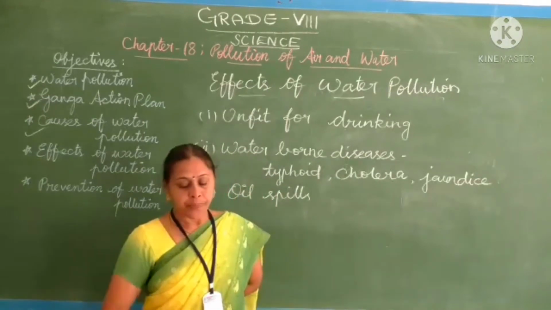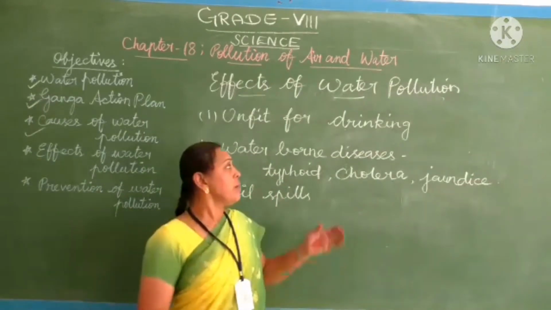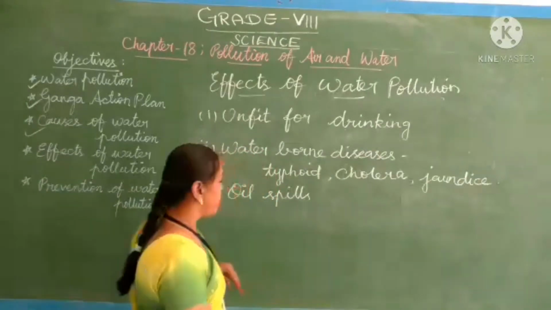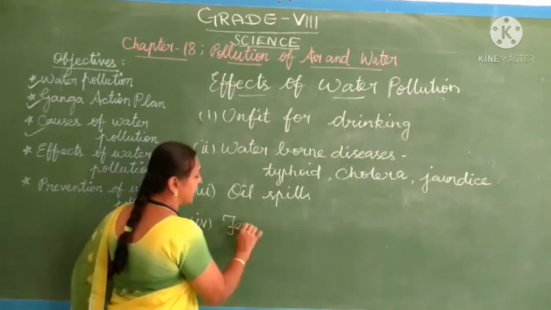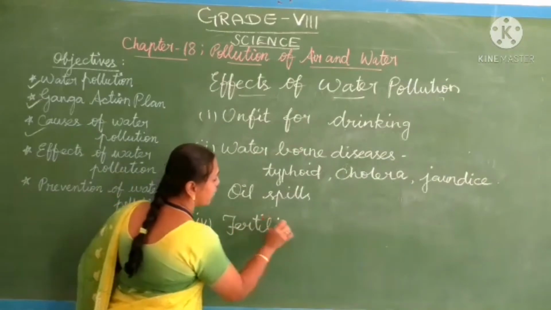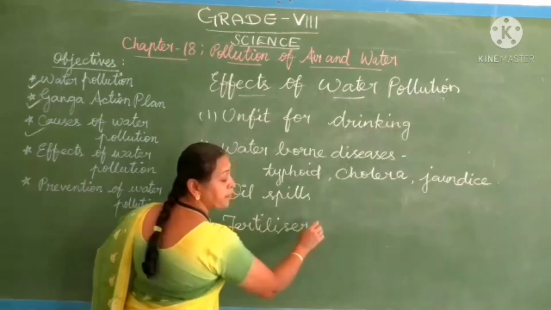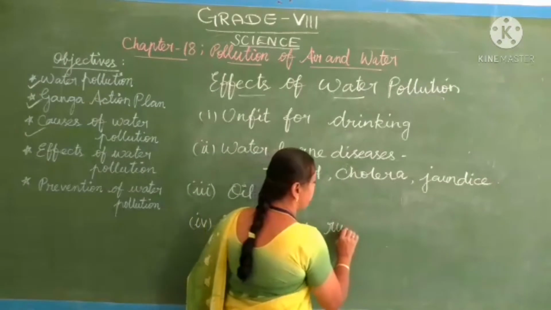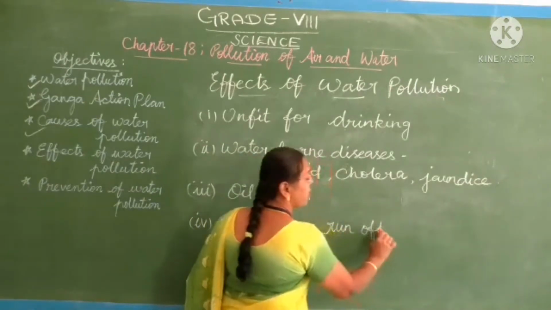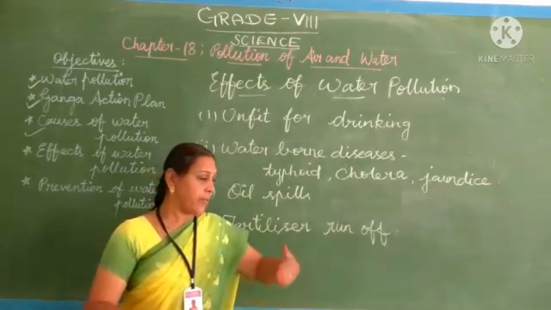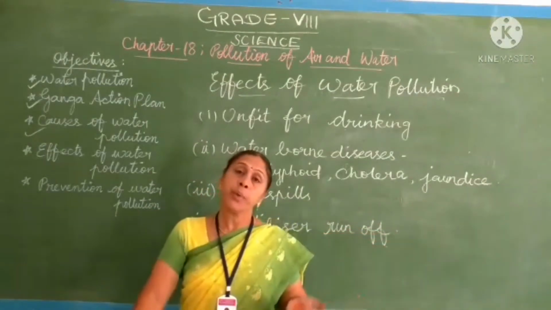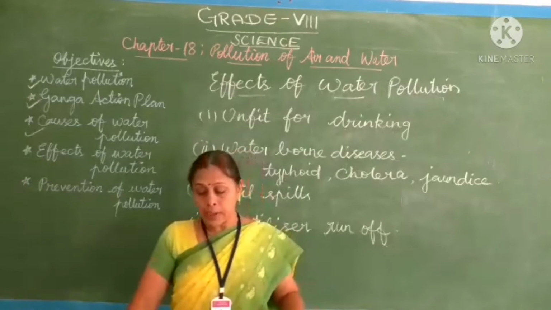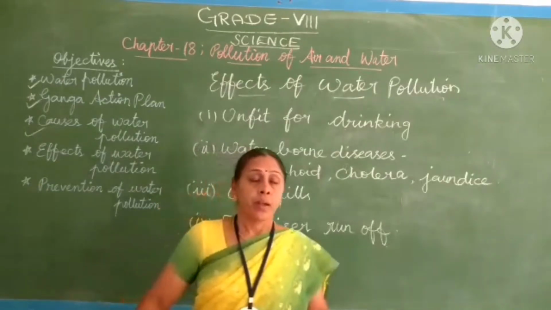Next one, fertilizer runoff. Just now we saw it in the causes. Fertilizer runoff, that is whatever we are using in the agricultural field, that will be washed away by the rainwater, and while washing away, it will reach the water bodies. Because of that chemicals, the aquatic life will be affected.